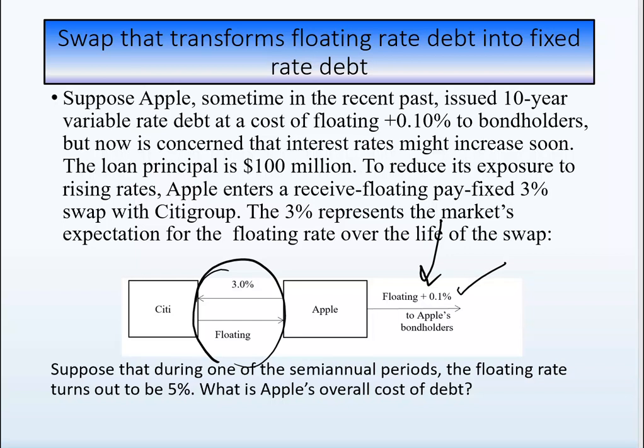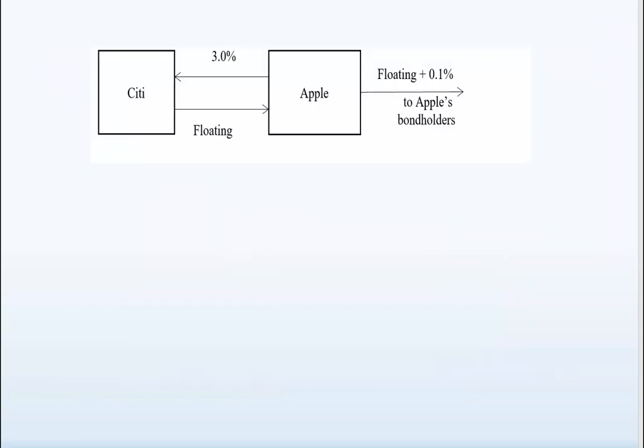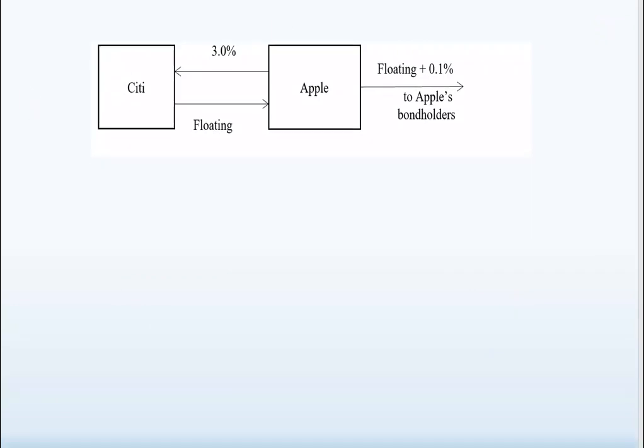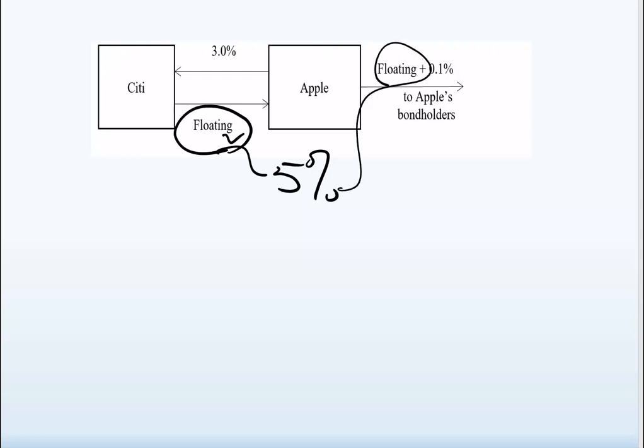Now suppose that during one of the semi-annual periods, and this swap pays semi-annually, the floating rate turns out to be 5%. What is Apple's overall cost of debt? So let's work it out on this slide. I put the flow chart at the top so it's easier to keep track of things. According to the problem, the floating rate is 5%, and that applies here and also to here.